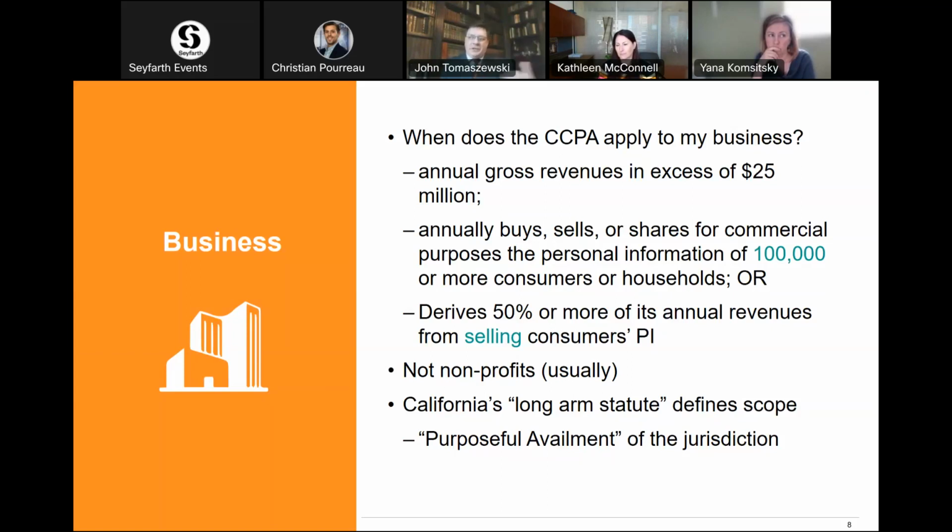And then obviously, as we talked, the concept of the long arm statute, which is purposeful availment in the jurisdiction, that's going to mean you're a business, even if you're not in California, if you hit any of those triggers associated with California individuals. Note that the 100,000 or more consumers or households is California consumers or households, not consumers or households anywhere. Next slide, please.